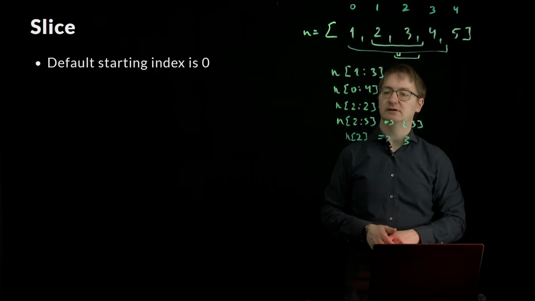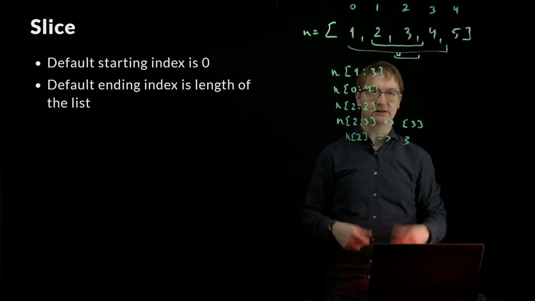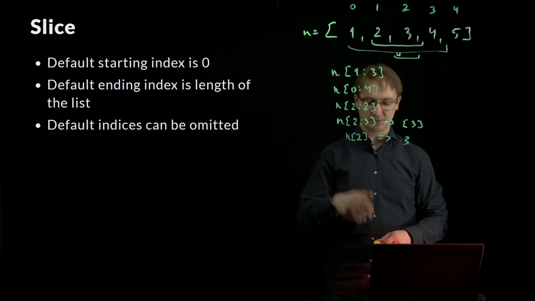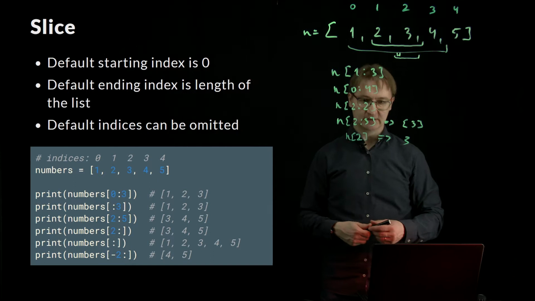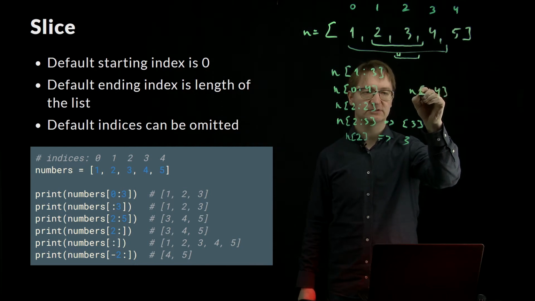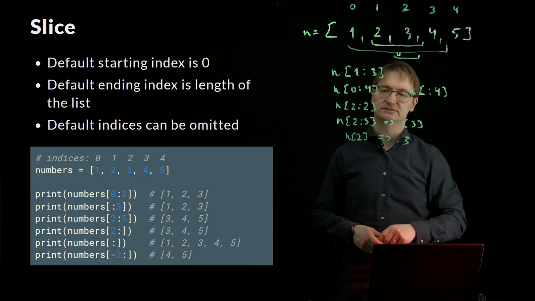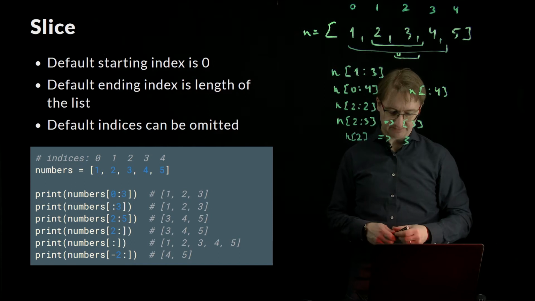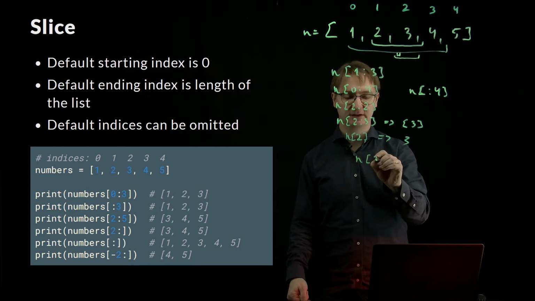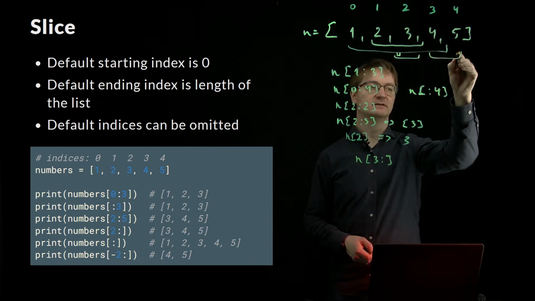The default starting index is 0 and the default ending index is the length of the list. What can be done is that the default values can be omitted. So for example, the same here can be written as this. We just leave out the starting index and then it's considered as 0. The same applies if we want to take everything starting from, let's say, 3 up to the end of the list. So basically here we get this sublist.